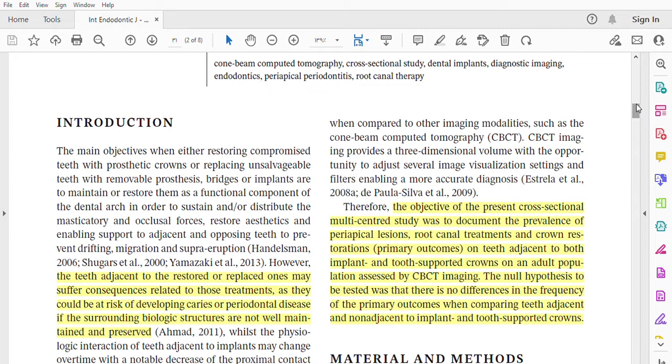CBCT imaging provides a three-dimensional volume with the opportunity to adjust several image visualization settings and filters, enabling a more accurate diagnosis. The objective of this cross-sectional multicenter study was to document the prevalence of periapical lesions, root canal treatments, and crown restorations on teeth adjacent to both implant and tooth-supported crowns in an adult population assessed by CBCT imaging.